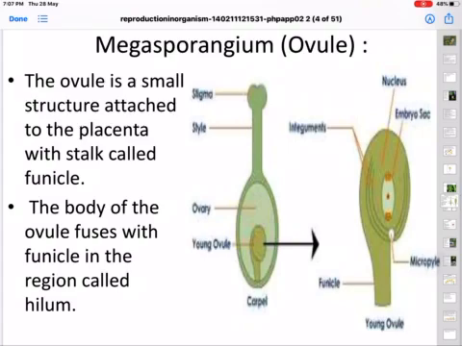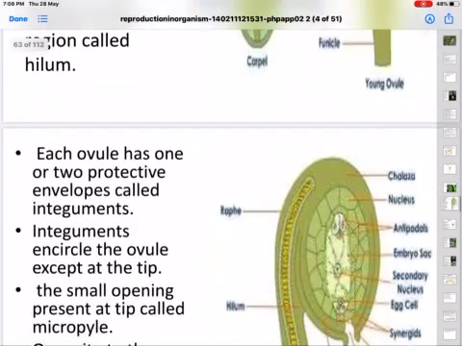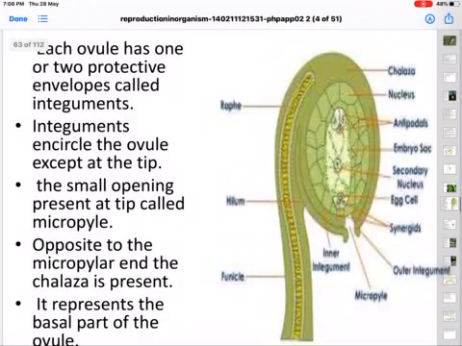The ovule is a small structure attached to the placenta with a stalk called funicle. Look at that funicle here, the elongated one at the bottom, young ovule, and you can see 2 sides, micropyle end, and on the other side the embryo sac is present. And you can see the body of the ovule fuses with the funicle in the region called hilum. Look at the part hilum, right? And each ovule has 1 or 2 protective envelopes called integuments. So integuments are protective envelopes.